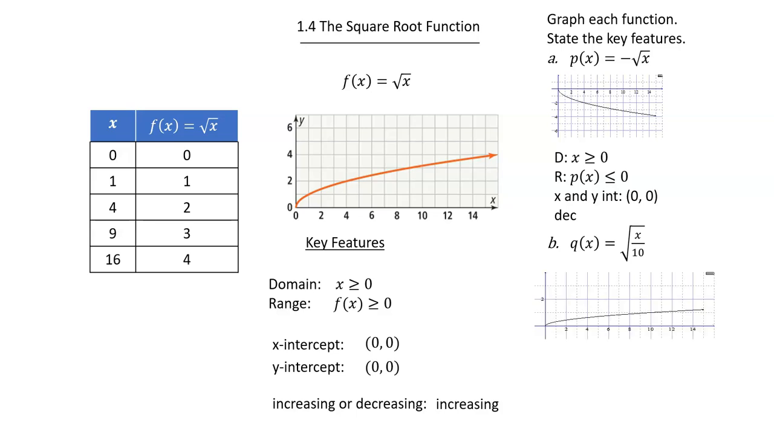The graph of q of x equals the square root of x over 10 looks much like the parent function, but it's a flatter graph. So if I put in a 10 for x, 10 over 10 is 1, and the square root of 1 is 1. So same basic shape, but much flatter. And again, the domain is x is greater than or equal to 0. The range, q of x, or y, is greater than or equal to 0. The x and y intercepts are 0, 0, and the graph is increasing.